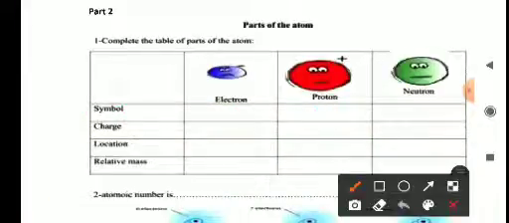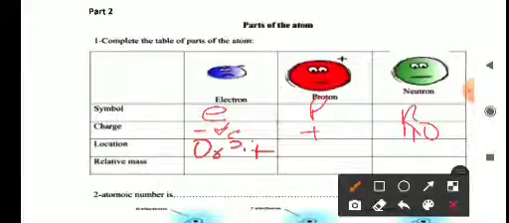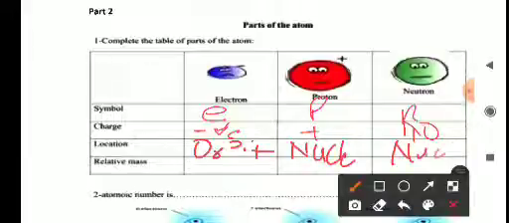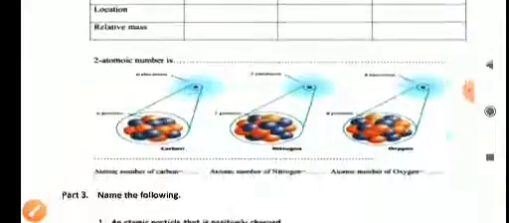Is that clear? I am repeating again. Electron e, proton p, neutron small n. Charge: negative, positive, no charge. Location: orbit, nucleus, and the relative masses 1, 1 and 1. So these are the terms which are filled here.